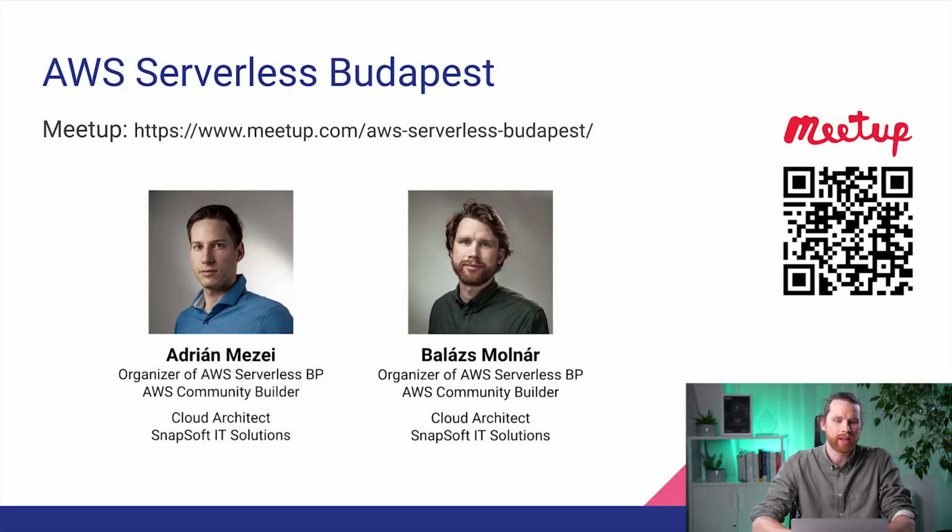So we are AWS Serverless Budapest, which is a community, a user group that is backed by AWS, and we get together from time to time to share ideas, dreams, fears, and thoughts, and more importantly, experiences that are related to AWS. Today, we are going to talk about AI in the cloud. I'm going to do it with my dear friend and colleague Adrián Mezei, and I'm Balázs Molnár. Both of us are cloud architects here at Snapsoft Ltd.